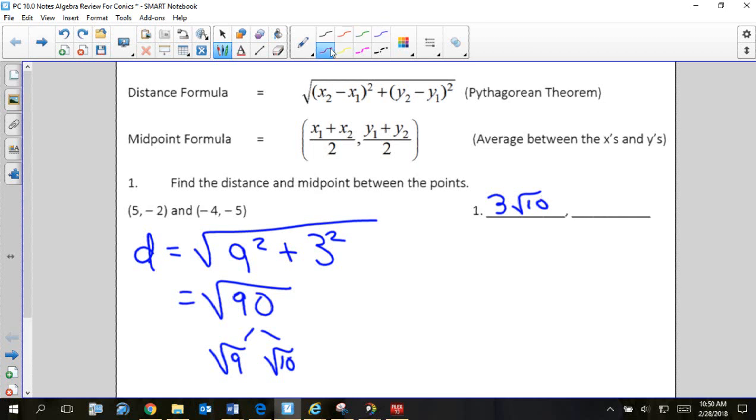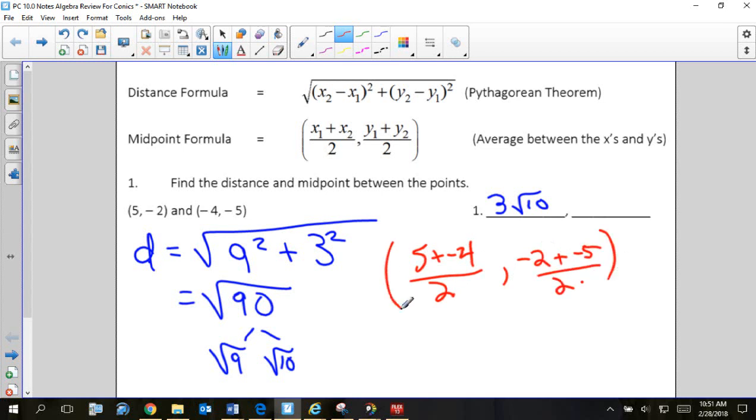And then the second part is the midpoint, which you probably haven't seen for a very long time, but the midpoint is just the average of the numbers. So you average your x values, add those, divide by 2, average your y values, and you find the middle. So average the two x's, 5 plus negative 4, divide by 2, and then your y's, negative 2 plus negative 5, divide by 2, and you get 1/2, negative 7/2. Distance formula, midpoint formula.